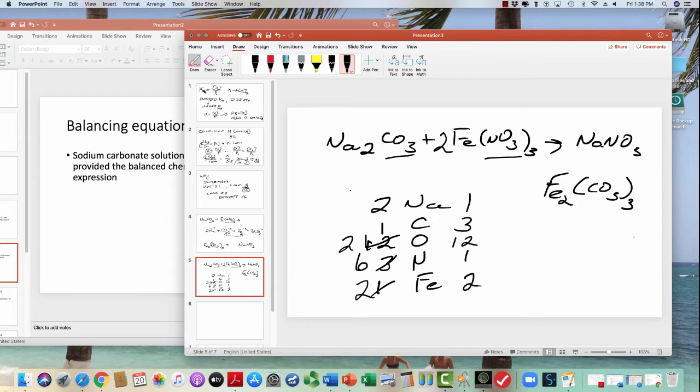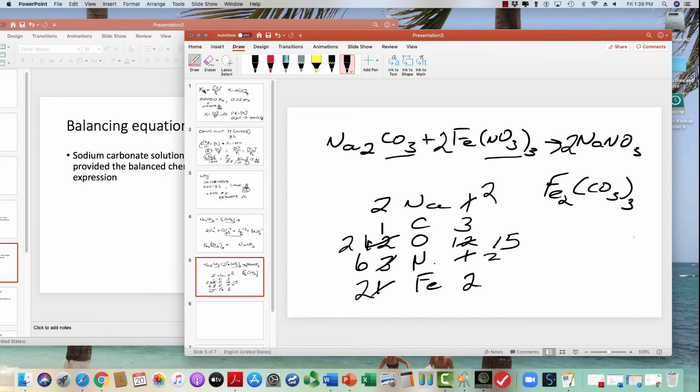Let's go to the sodium. We got 2 on the left. We need 2 on the right. So that gives us 2. Carbon, we still have 1 here. Oxygen, we're adding 3 more to this mix. So that gives us 15. Nitrogen is now 2, and iron is 2. It's still balanced. Sodium is balanced. Now let's look at nitrogens next.